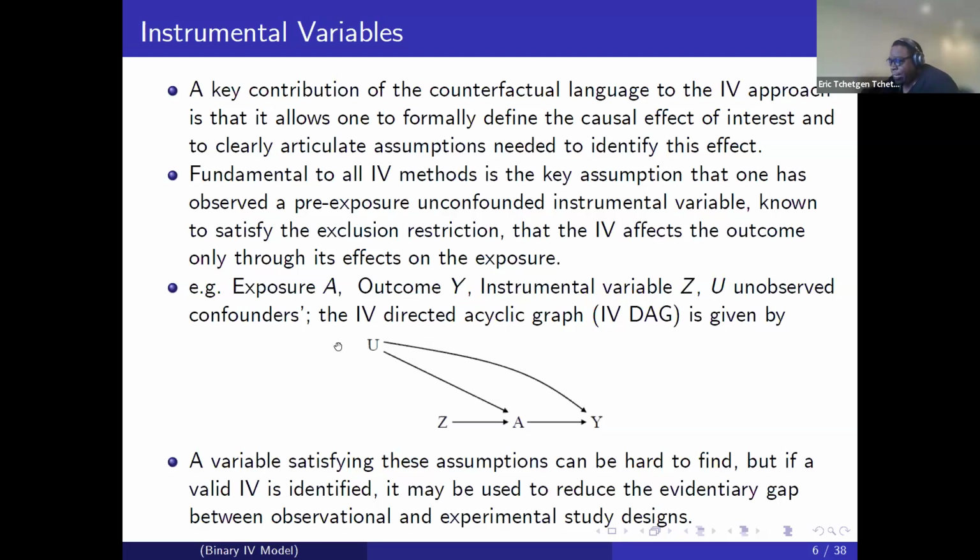A variable satisfying this DAG structure, such a variable Z, can be hard to find, and people have become very creative in trying to find so-called quasi-experimental designs within observational studies. Economists are very adept at this, epidemiologists have become increasingly more adept at this, and that's true about many social sciences as well. Okay, so once you find a valid IV, it may be used to reduce the evidentiary gap between observational and experimental study designs.